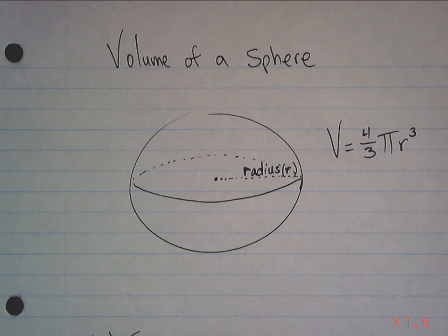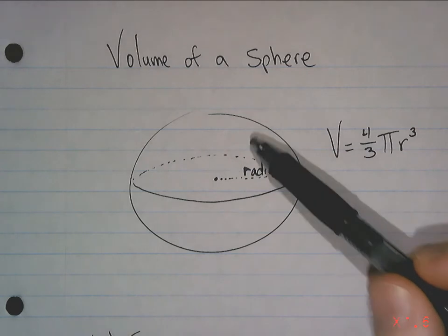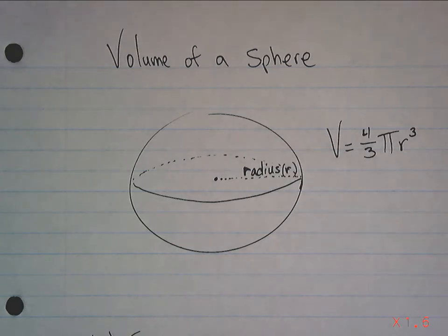Hey guys, this is the lesson or tutorial on volume of a sphere. Volume of a sphere, okay? A sphere is a three-dimensional figure with all points the same distance from the center. The radius is going to be in the center of the sphere, and it extends out in all directions, creating a sphere or a ball.